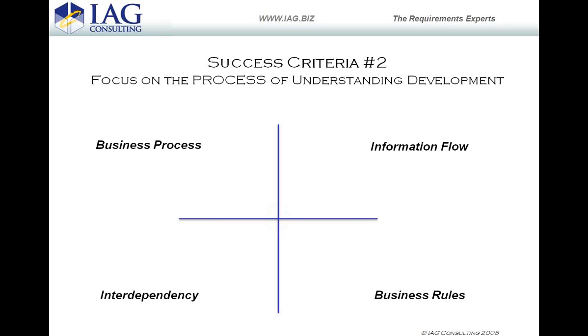Requirements evolve. The requirements understanding evolves across 4 domains of information: the business process itself, the information flow required to support that process, the interdependencies of those processes with other areas of business, and the business rules that underlie those business processes. And if you are not capturing information in one of those 4 domains, you basically hamstring your ability to evolve your understanding of the entire information system and its requirements.